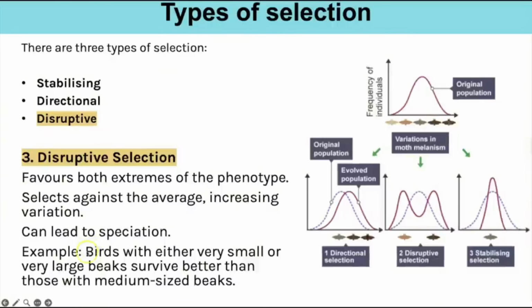Now, you don't have to know an exact example for this like you did for the other 2, but an example could be maybe birds with very small or very large beaks are more able to survive, because birds with very small beaks might be able to get their beaks into tiny holes in trees to eat insects, and the birds with bigger beaks are able to crack seeds and nuts and eat that. But if you've got a medium-sized beak, you're not very good at either. So you're not going to get as much food.